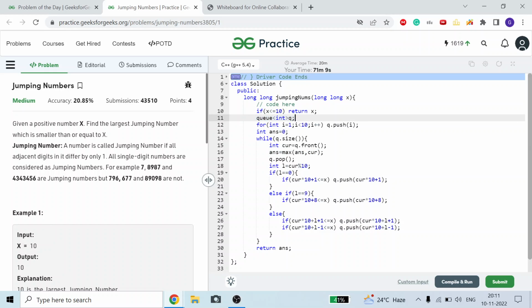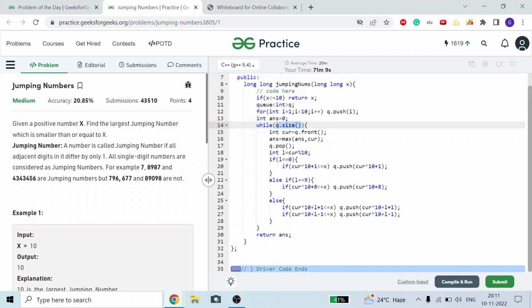So I will take a queue of int type, for i equal to 1 to i less than 10, meaning all the single digit numbers 1 to 9 I am going to push back in my queue. Then I will take answer equal to 0, meaning initially I do not have any answer. Now while my q dot size, meaning there is some possible number still left in my queue, I will take current equal to q dot front, meaning this is my current number.